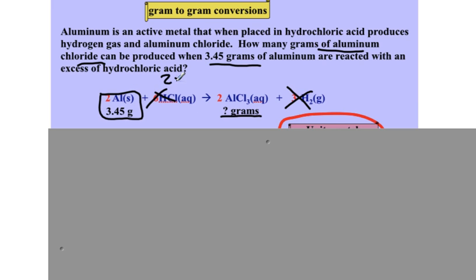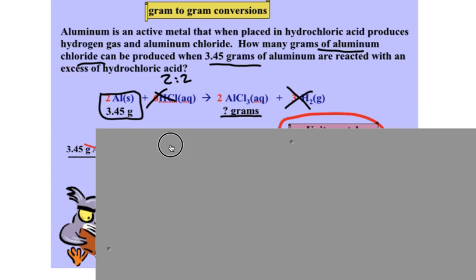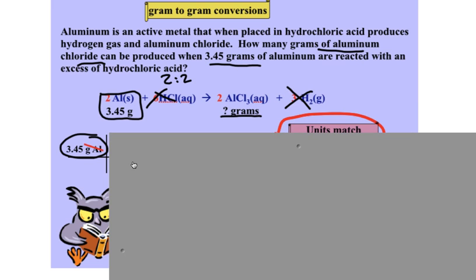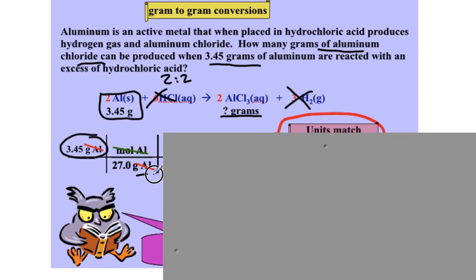The ratio is basically going to be 2 to 2. So when I set it up, the first thing I do is put 3.45 grams of aluminum there. Well, it's not time for the turkey. I need grams of aluminum down here. So I put 27 grams of aluminum from the periodic table, which gets me 1 mole of aluminum. Ding, ding, ding.